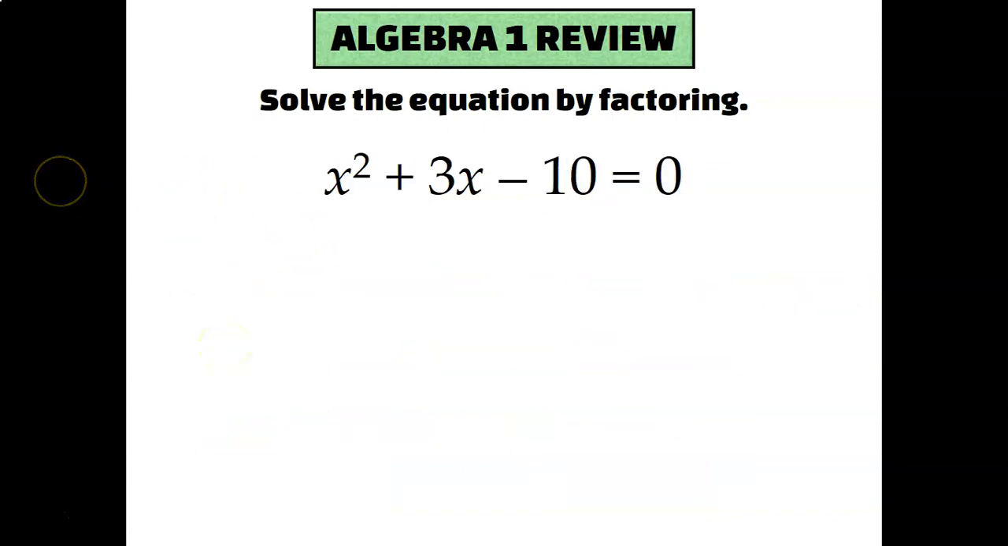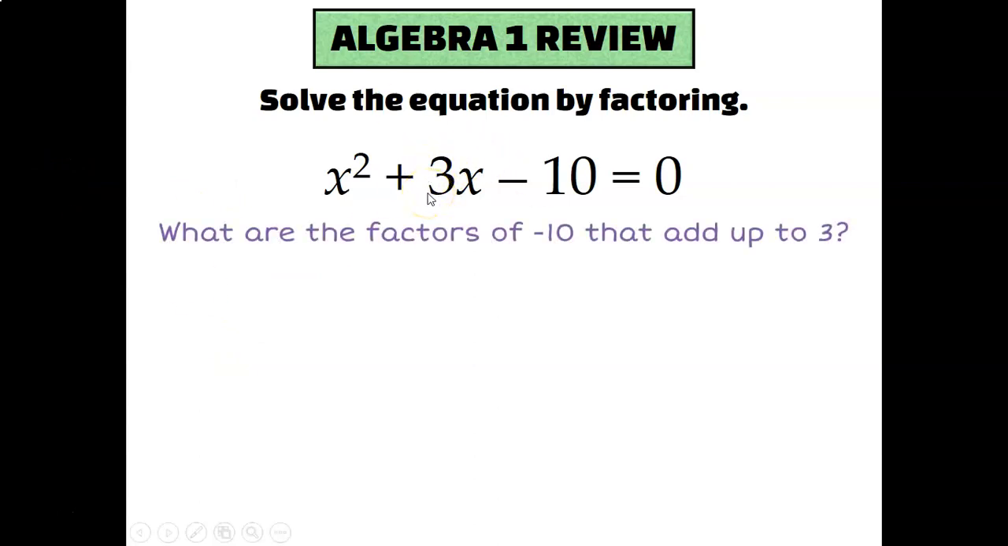I need to figure out the factors of negative 10 that add up to 3. Well, there's only 2 pairs of factors of 10, so that's pretty easy. I can only multiply 1 and 10 or 2 and 5. That's the only way to get to 10. So which of these can I make add up to 3? That would be 2 and 5.